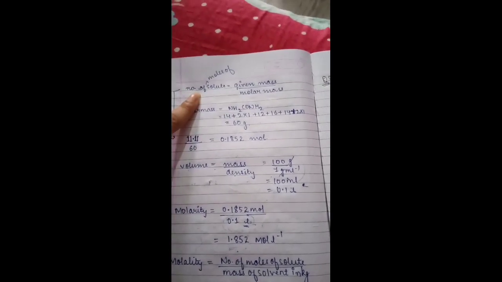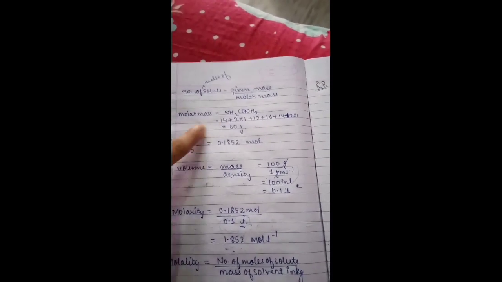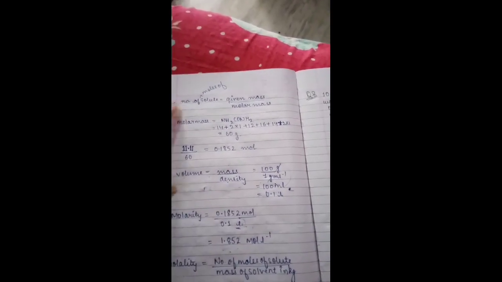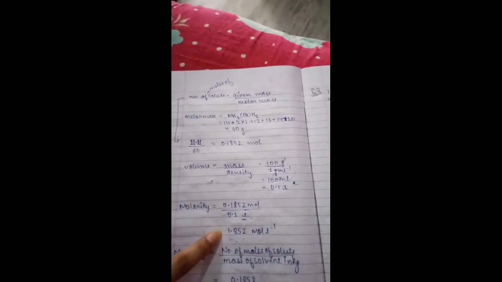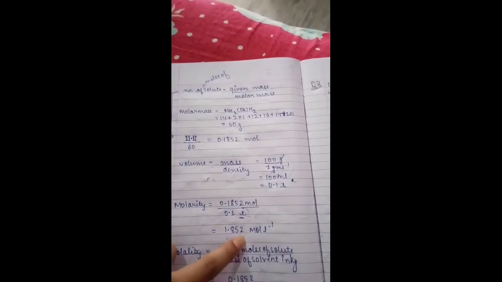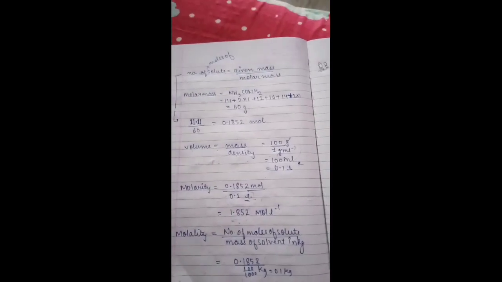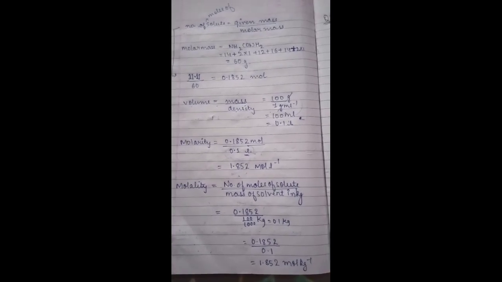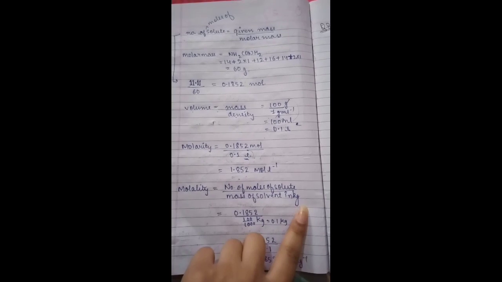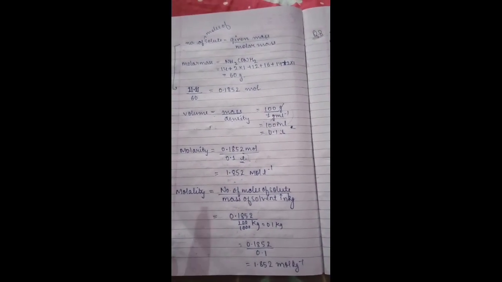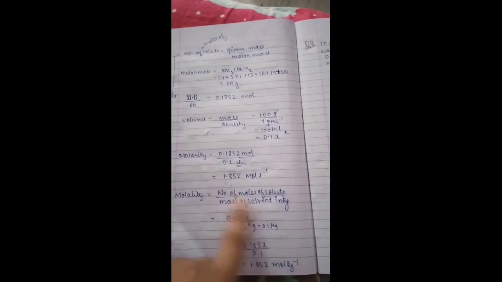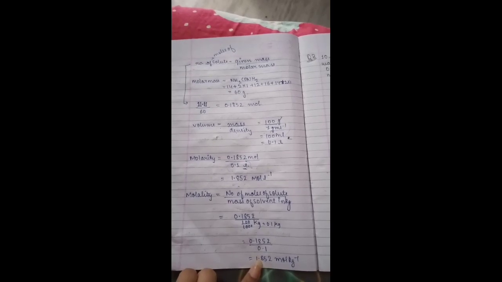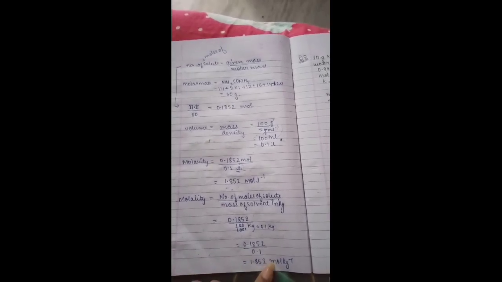This is how we have calculated the number of moles of solute and the molar mass and volume. Volume is mass upon density. We'll put these values in the formula of molarity and it will come out to be 1.852 mole per liter. Now we have to calculate the molality. Molality is number of moles of solute upon mass of solvent in kilogram. We have to remember, in molality it is kilogram and in molarity it was in liters. So we will apply the values in the formula of molality and we'll calculate it. It is coming out to be 1.852 mole per kg.